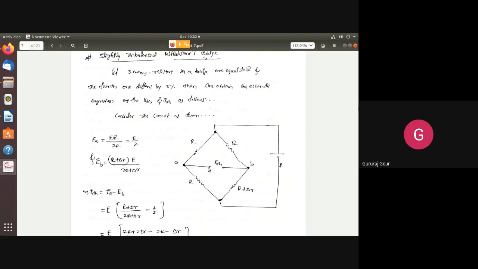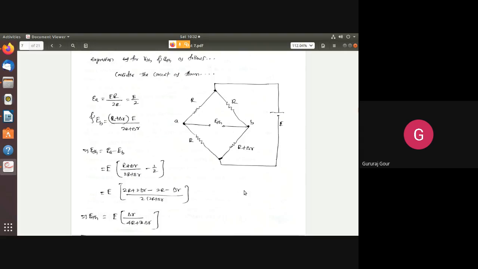Now voltage at point A, again we follow the same Thevenin's equivalent circuitry rules here. So voltage at point A is equal to total current E divided by 2R, into R. That is E by 2 we will get. Similarly, EB, you can get the voltage at point B. Total current is going to be E divided by 2R plus delta R, into the resistance through which this current is flowing, that is R plus delta R. So you can substitute these values to get the ETH.